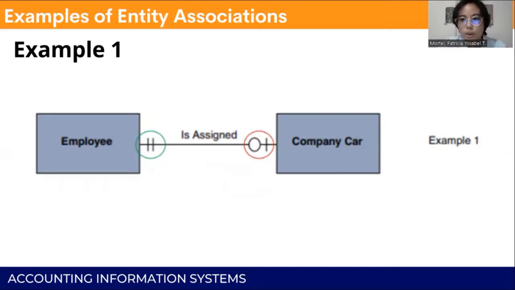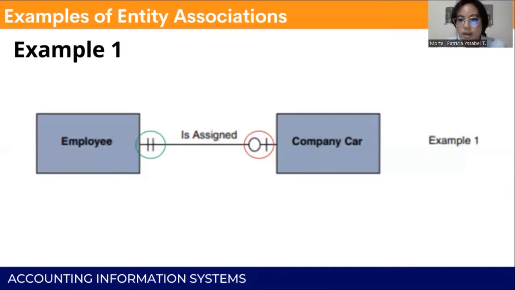Now, mayroong mga symbol sa magkabilang dulo ng association line. Two short lines sa employee end at isang circle and short line sa company car end. Anong ibig sabihin nito? These symbols describe the number of possible occurrences in one entity that is associated with a single occurrence in a related entity. In short, ito yung tinatawag na cardinality or the degree of association between two entities.